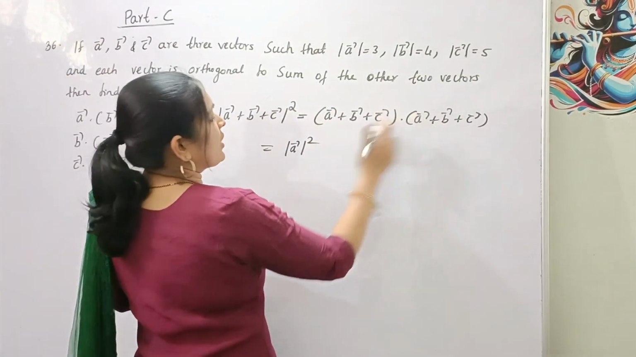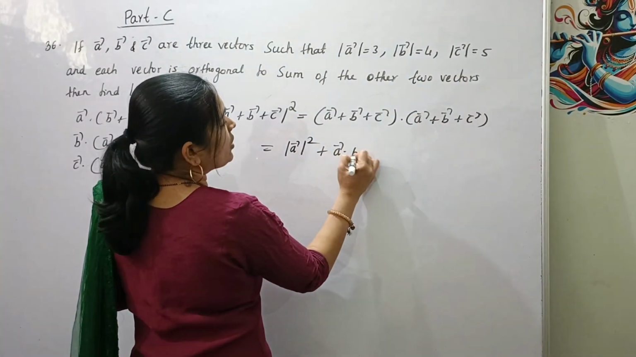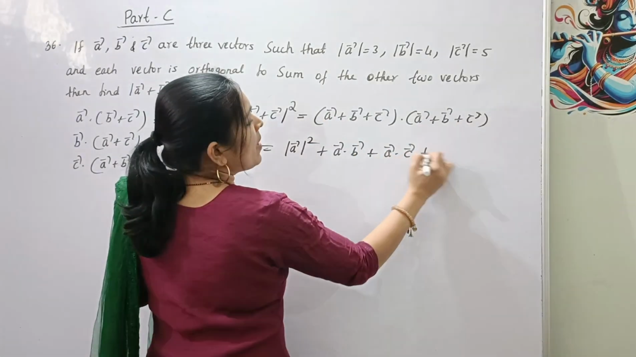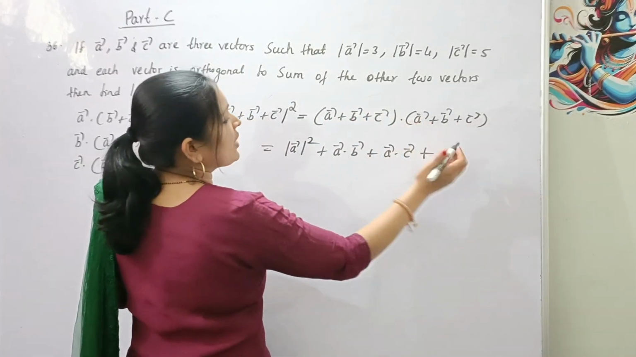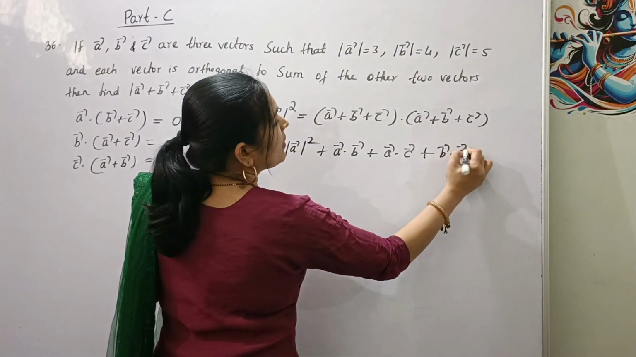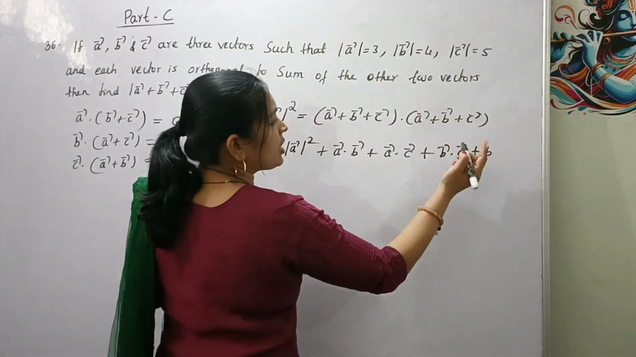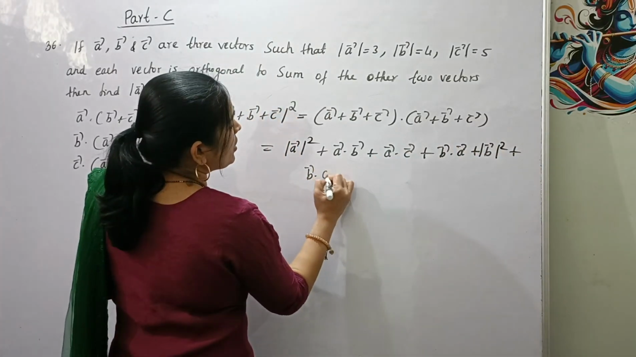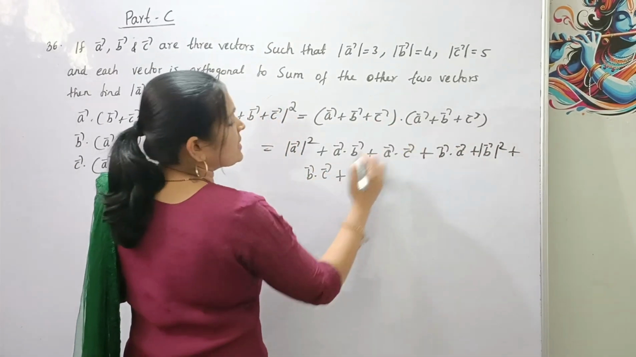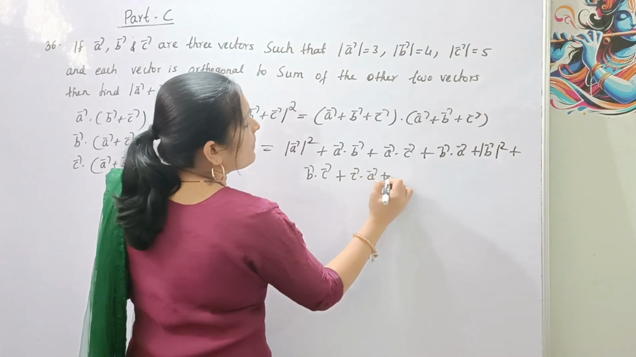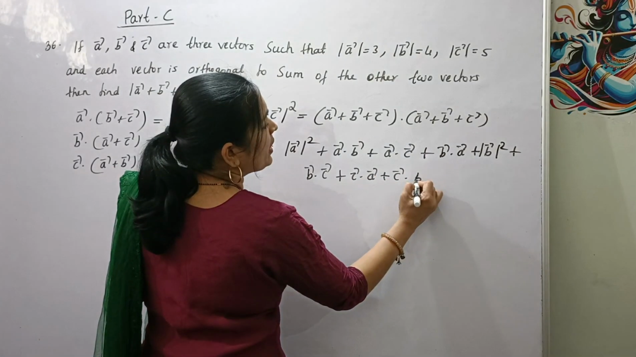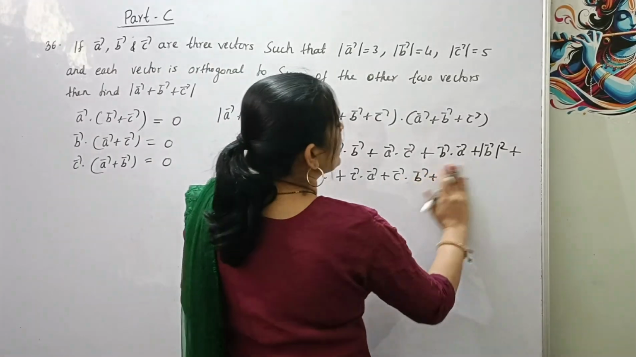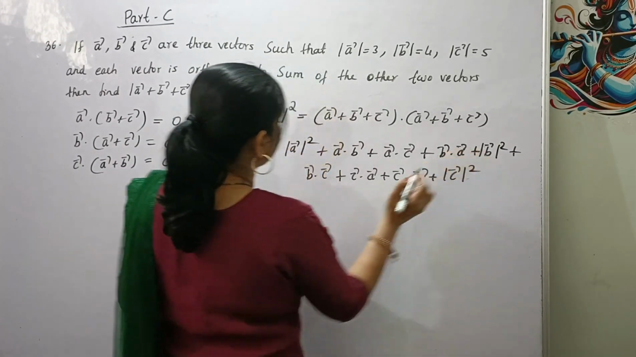And vector A dot vector B plus vector A dot vector C plus vector B dot vector A plus vector B dot vector B, that is modulus of vector B square, plus vector B dot vector C, plus vector C dot vector A plus vector C dot vector B plus vector C dot vector C. That is modulus of vector C square.